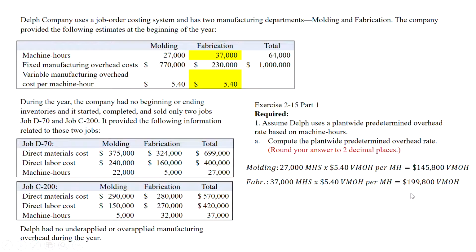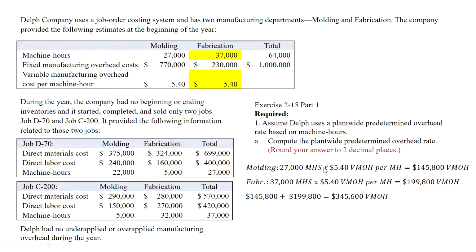Similar process for fabrication, 37,000 estimated hours times $5.40 that we previously estimated for variable manufacturing overhead per machine hour, and that's going to give us estimated total dollars of $199,800. Then we just need to add those two numbers together, $145,800 for molding of our estimated total variable manufacturing overhead to $199,800 for fabrication, gives us a total company-wide estimated variable manufacturing overhead of $345,600.